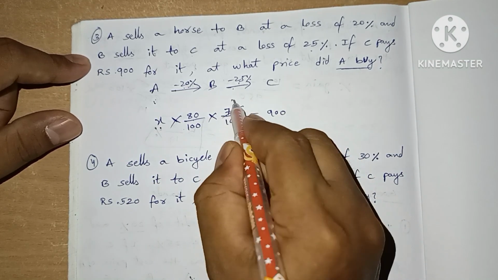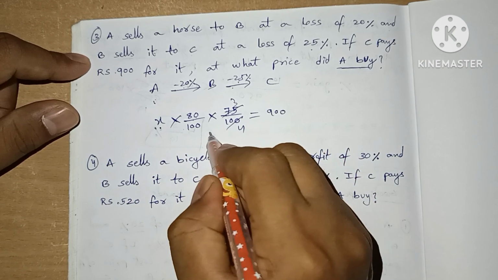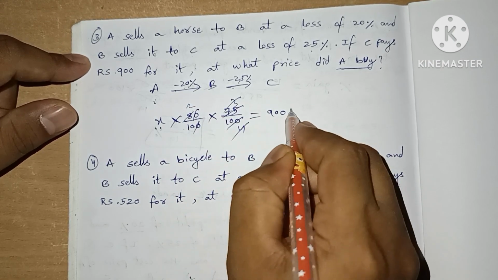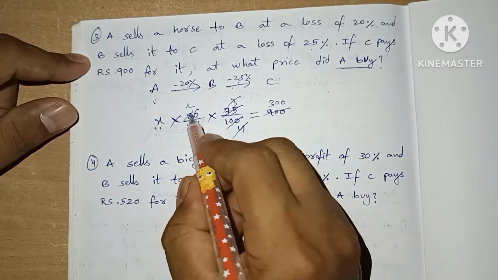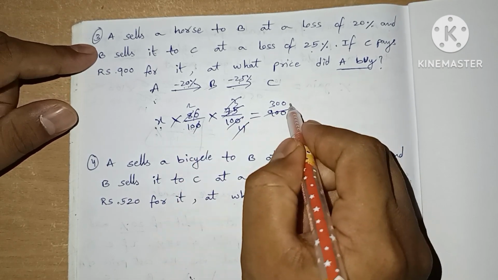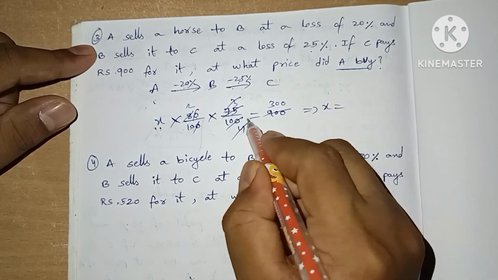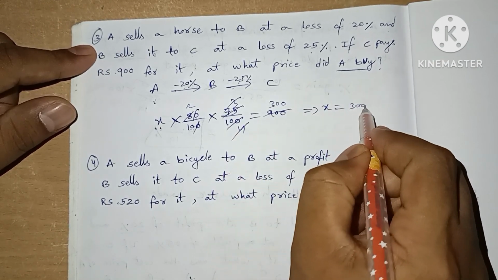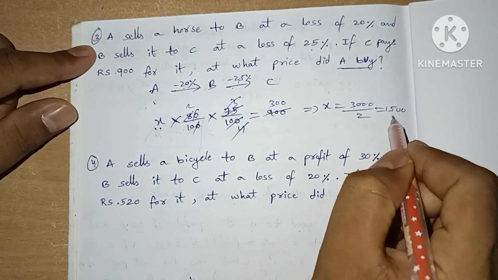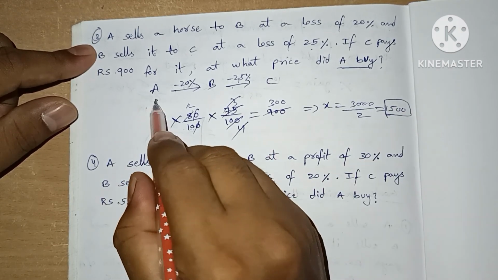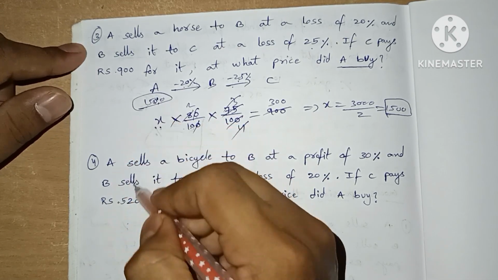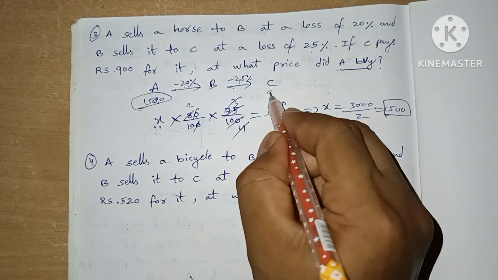So this is 3 times 4 times, 0 cancel, 4 2 times 3, 300 times, and this 0 comes to this one. So x value we have 3000 divided by 2, which is 1500. So the cost price of A is 1500 and C bought at 900 rupees.